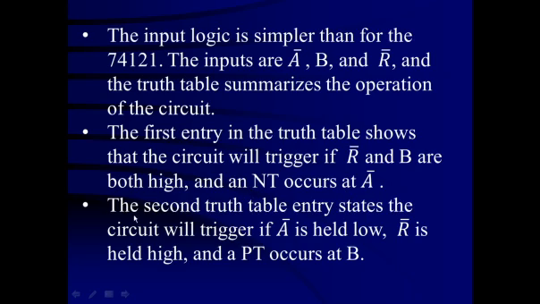The negative transition at A bar will trigger the circuit. Now, the second entry states that the circuit will trigger if A bar is held low, R bar is held high, and a positive transition occurs at B. That will also trigger the circuit.